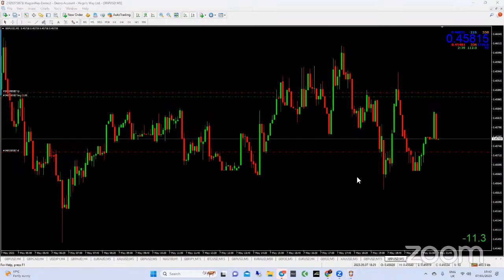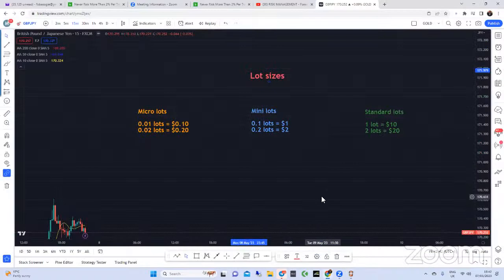Okay, so that's basically one of the things you need to know about lot sizes. What else do you need to know about lot sizes, guys? I'll tell you, because we're talking about how to apply lot sizes, the lot size to use. You don't want to be using a lot size that is way bigger than you ought to use.